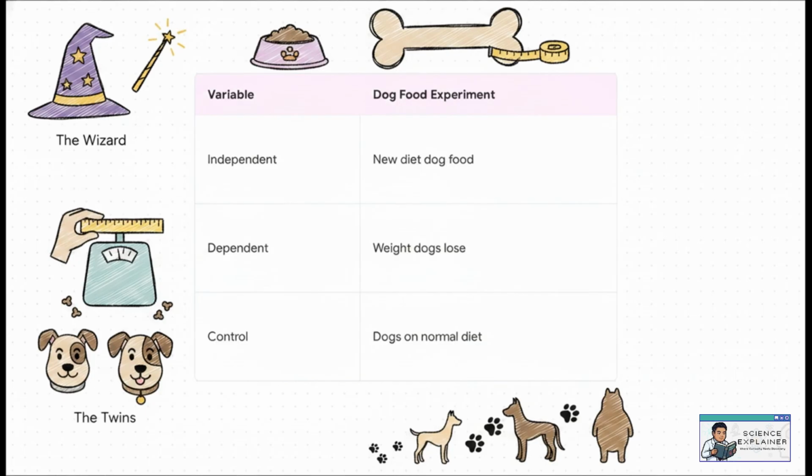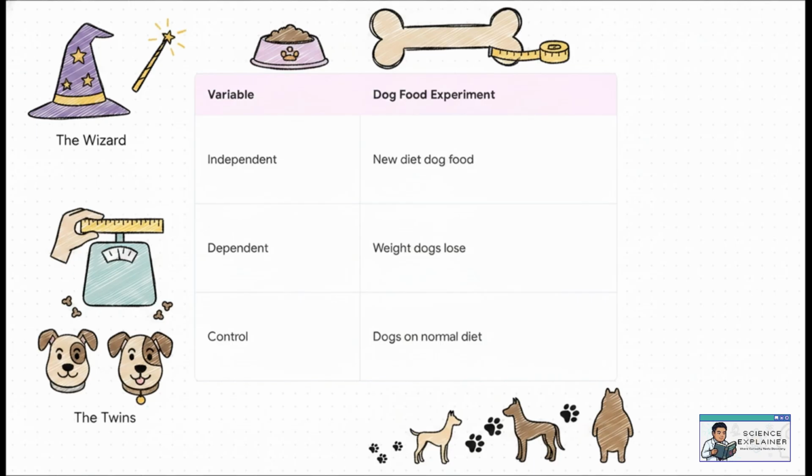All right, let's test your new skills on a real-world scenario. A company wants to test a new diet dog food to see if it helps overweight dogs lose weight. 50 dogs get the new food, and 50 dogs stay on their normal diet. After a month, they check the dogs' weight. So let's apply our tricks.